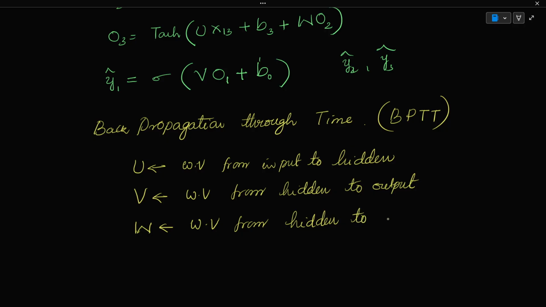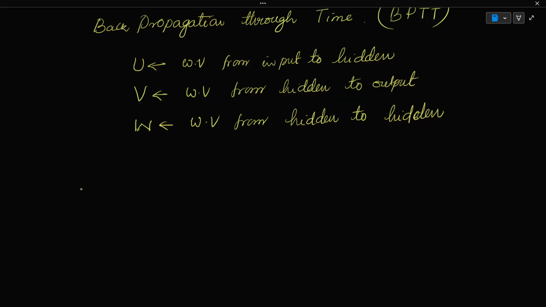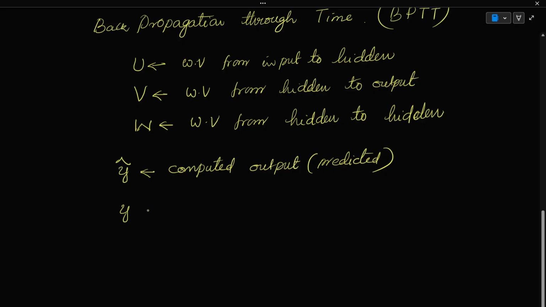So first we initialize these weight vectors to some random values or zeros, and based on these weight vectors, just now we have calculated O1 and Y1 cap. So we'll be calculating the overall Y cap. What is Y cap? This is the computed output or predicted output. Once we calculate the predicted output, we also know the actual output. What is the actual output? Y. Sorry, it's Y, the actual output.